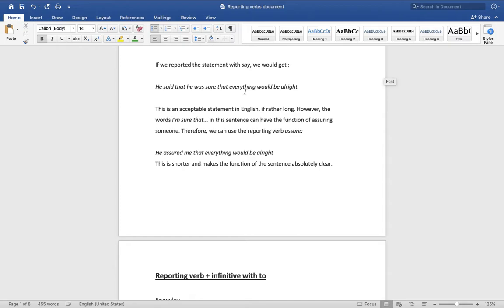A otra persona algo. Entonces, el verbo más correcto, como hemos dicho, queremos ser más breves, pero al mismo tiempo más precisos, claros, conseguir una comunicación eficiente, ¿vale? Pues en vez de usar el verbo decir, usamos el assure, que es asegurar, ¿vale? Y todo esto, que es muy largo aquí arriba, he said that he was sure, puede resumirse en he assured me that everything would be alright. Él me aseguró que todo estaría bien, que todo iría bien. He assured me that everything would be alright. Okay? So this is why we're using reporting verbs, right?